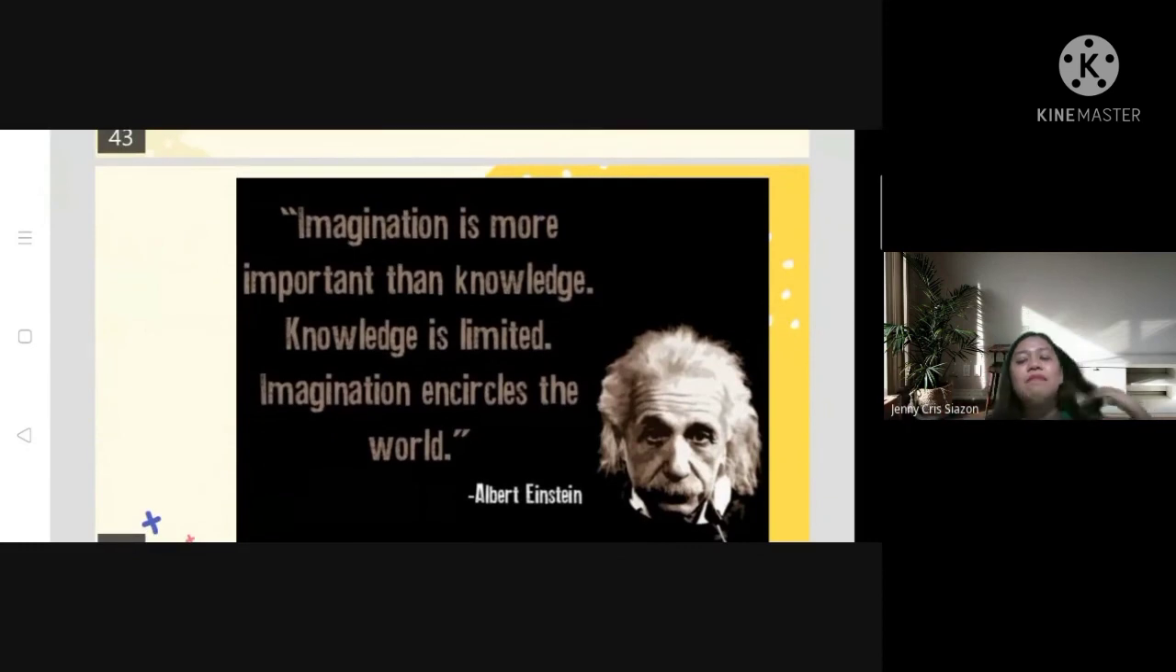Okay, so let me end this session with a quote, no, from our greatest scientist, Albert Einstein. Imagination is more important than knowledge. Knowledge is limited. Imagination encircles the world.